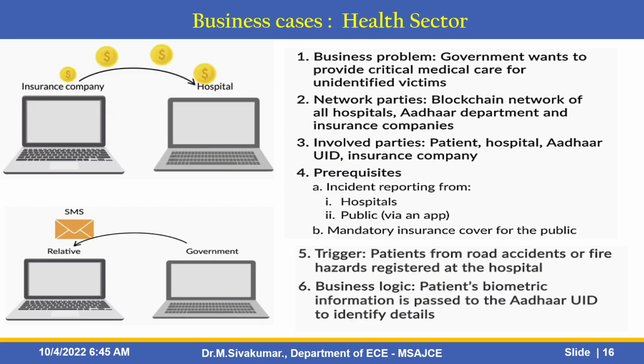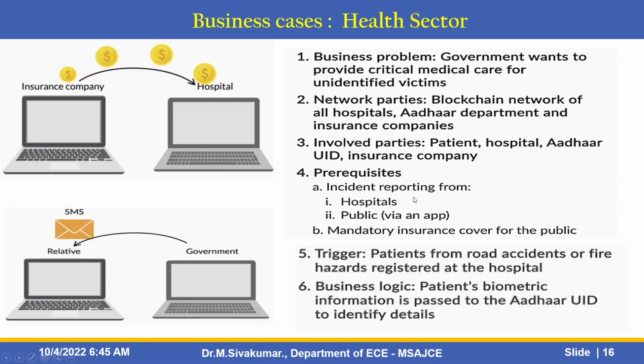The next one, the health sector. These are some business cases we can discuss now. Where is it used in the health sector? It is between hospital, insurance company, government and relatives. The government wants to provide critical medical care for unidentified victims. The first one, business problem. The next one is the parties involved: patient, hospital, Aadhaar card ID, and insurance company. Then the network: a blockchain network of all hospitals, the Aadhaar department, and insurance companies.